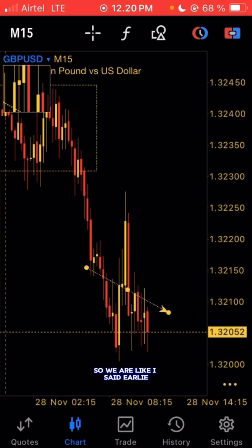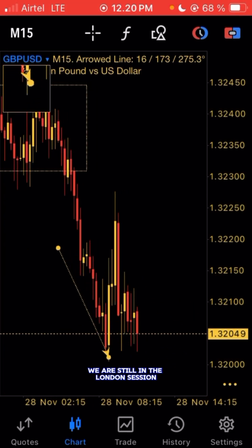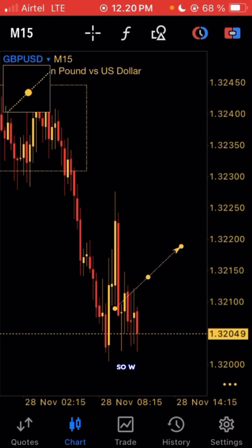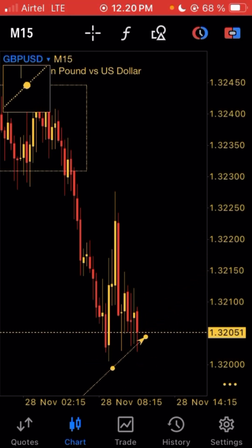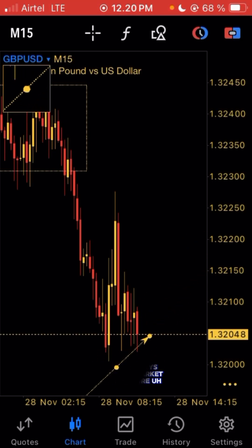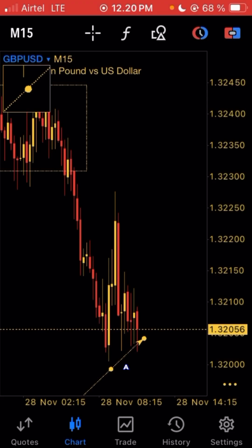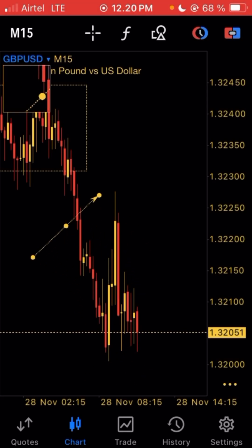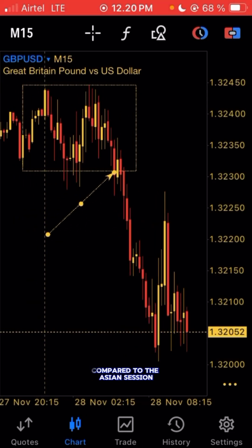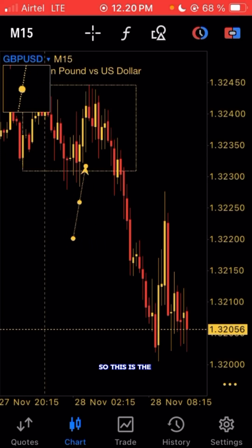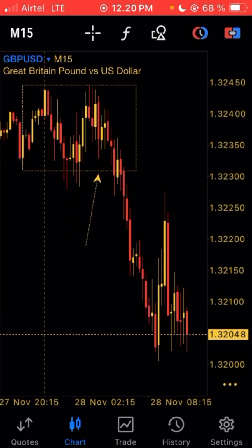Like I said earlier, we are still in the London session, approaching the New York session. So we are going to be seeing a hell of a movement, and as you guys can see, the market is having more volume. There's very high fluctuation in price compared to the Asian session. So this is the best pair to trade during the London session.